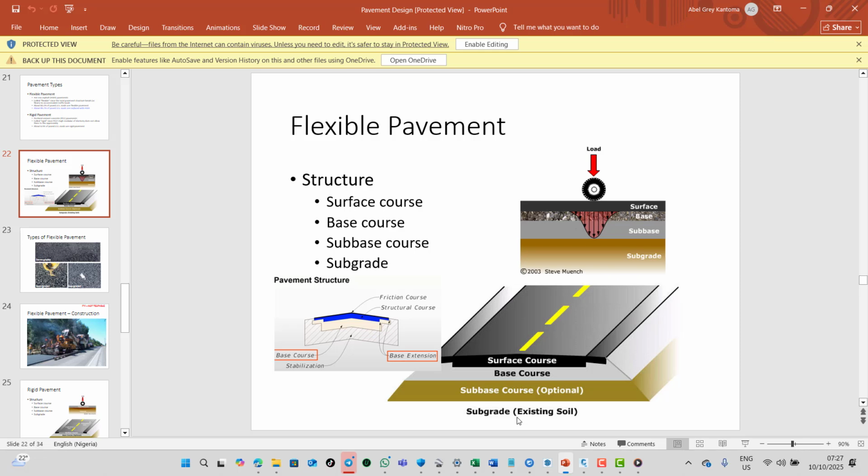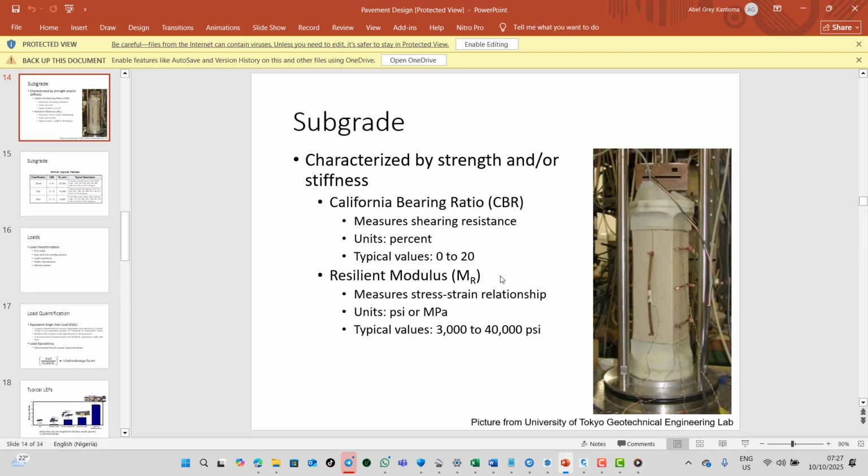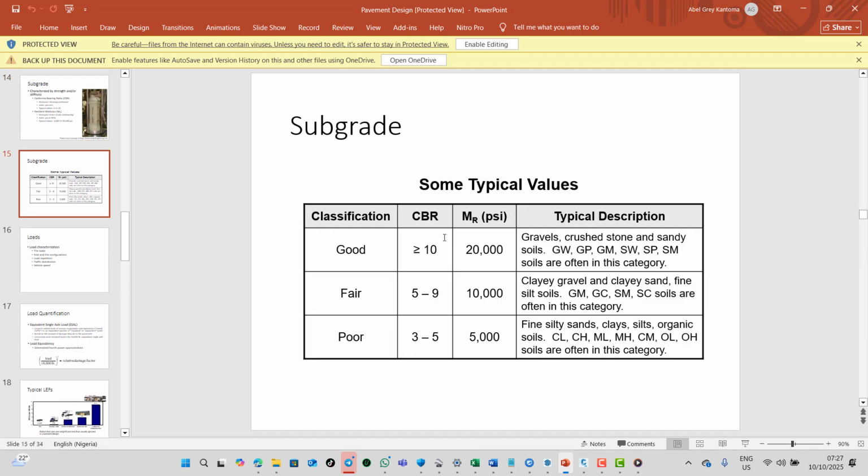Now by the time that test is being done, it should fall within this at least, or else it should fall above 10%, so greater than or equal to 10. So if it is 5 to 9, it is fair; if it is 3 to 5, it is very, very poor. So it's 4. That means fine silt, sand, clay, silt, organic soil, all this kind of soil, they are not good when you meet them on your site. So they are not good.